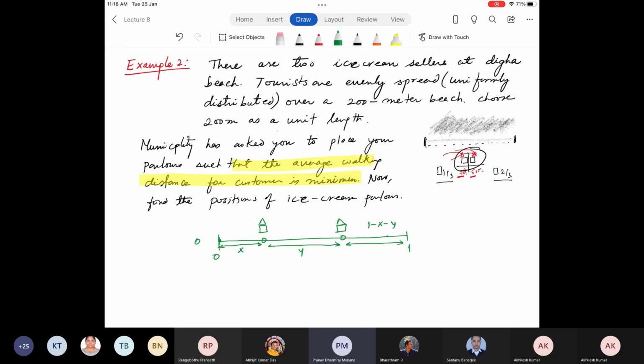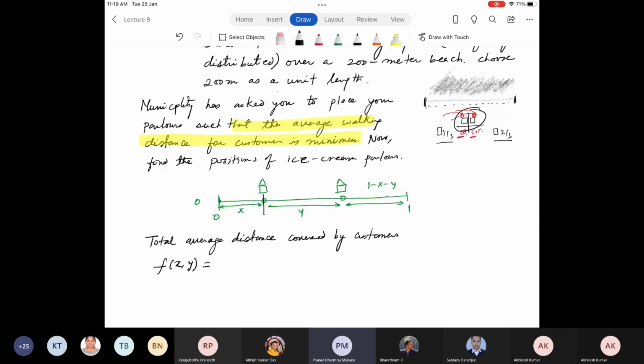Yes, sir. So I want to write an expression for the total average distance covered by customers. If I want to write a function of x comma y as the total average distance, how do we write that? So what is the average distance? Let me define. Let me call the first parlor first and this one second. All the people on the left of the first ice cream parlor will go to parlor number 1. You agree? Yes, sir.